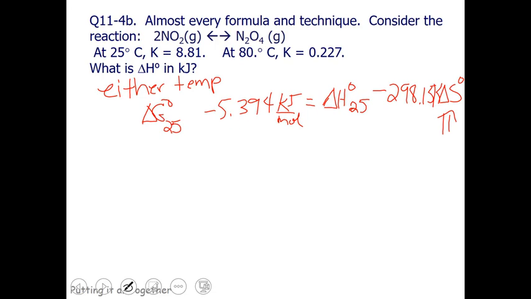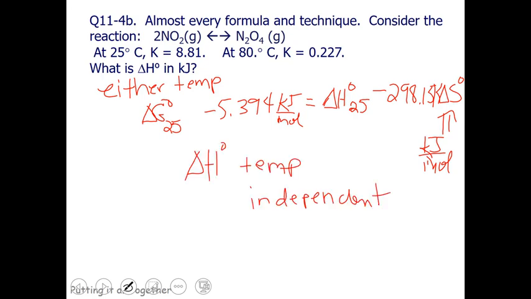So just substitute in your delta S naught value that you had on the previous page. Of course, don't forget that this delta S that you substitute would best be in kilojoules per Kelvin mole, since your delta G is in kilojoules per mole. And once you do that, you should be able to solve for your delta H naught at 25 degrees Celsius, which is also your delta H naught at 80 degrees Celsius or any other temperature, because our assumption is that delta H naught is temperature independent.